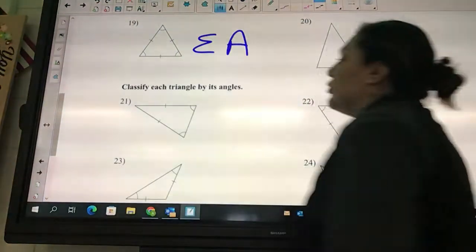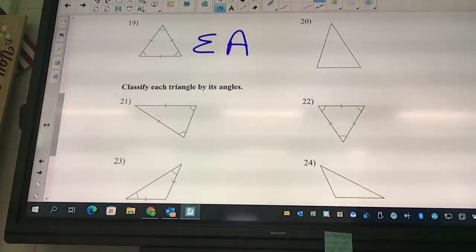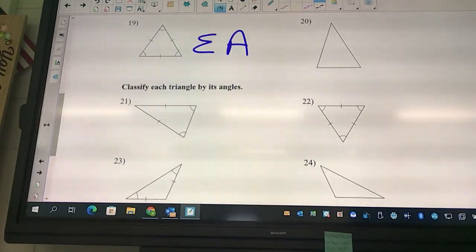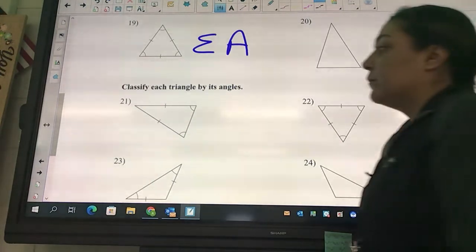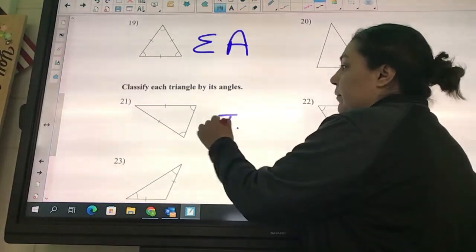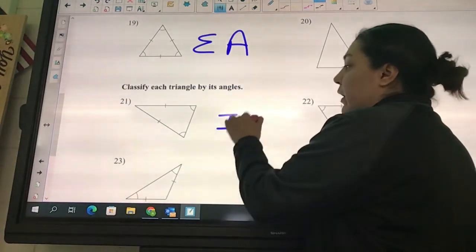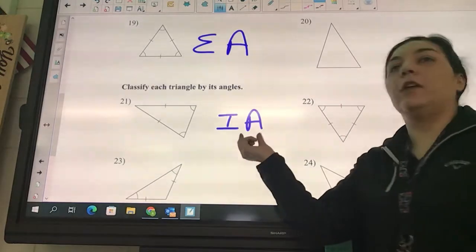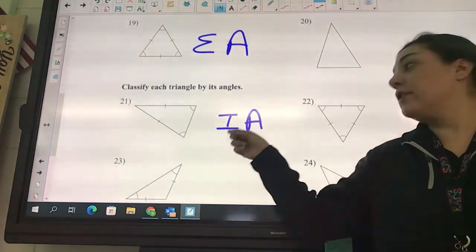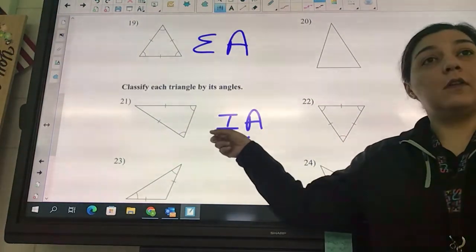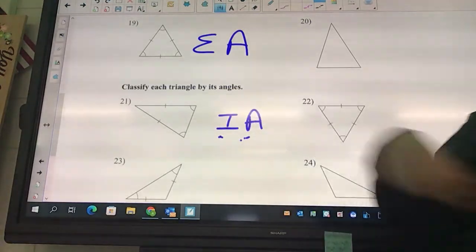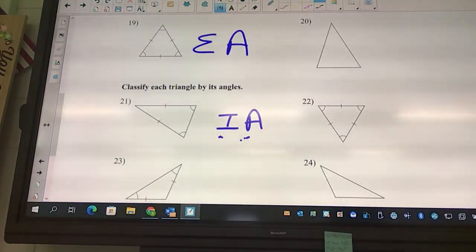Okay, classify each triangle by its angles. What's the first one look like? Isosceles, what? Acute. Now, they only want you to do this one on here because it says by the angles. The angles are these ones. The sides are these ones. However, we're going to do them both, just for practice purposes.